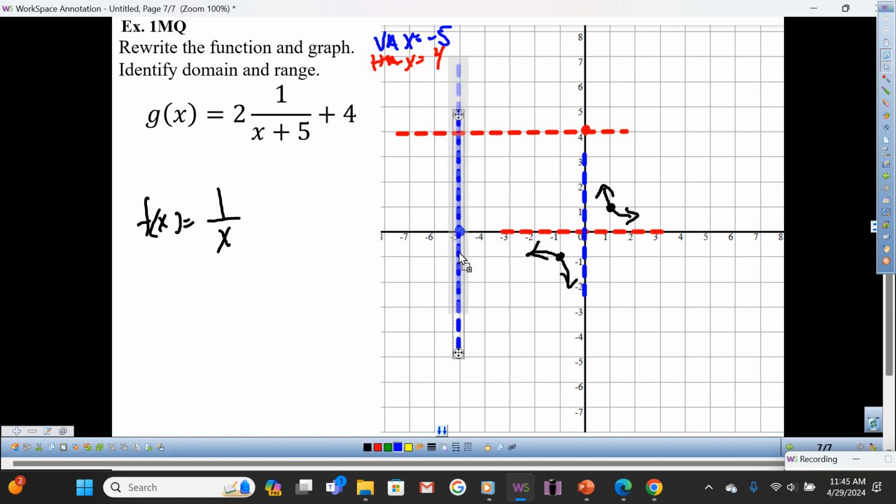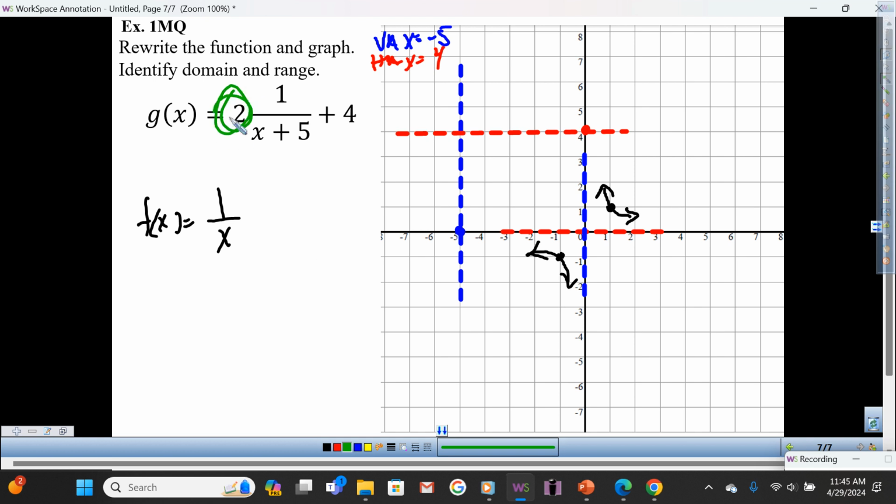Okay, before you graph the transformation, look up. This one's a little bit different. Writing utensils down. Look up to the screen. What do you guys notice different on this one? The 2, is that correct?